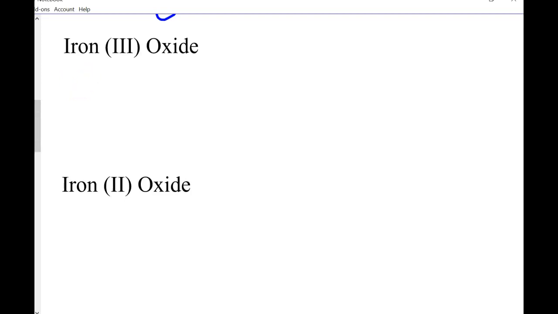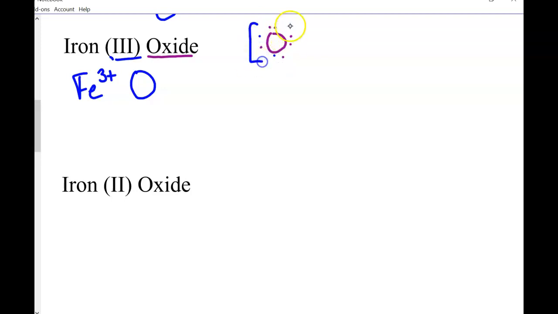So iron has the symbol of Fe. This 3 in Roman numerals tells us that the iron is going to have a 3+ charge. Oxide is oxygen. And what's the charge going to be on this oxide ion? Well, oxygen has 1, 2, 3, 4, 5, 6 valence electrons. So that means that when oxide is formed, it's always going to have a 2- charge.